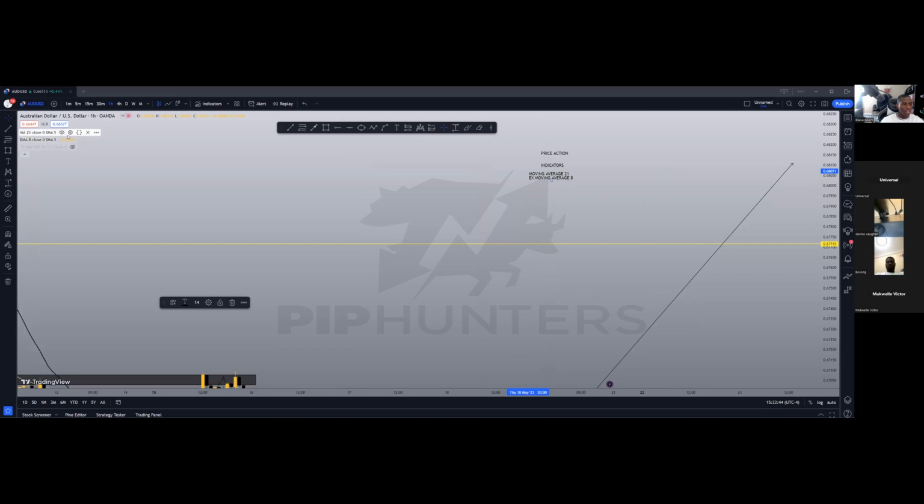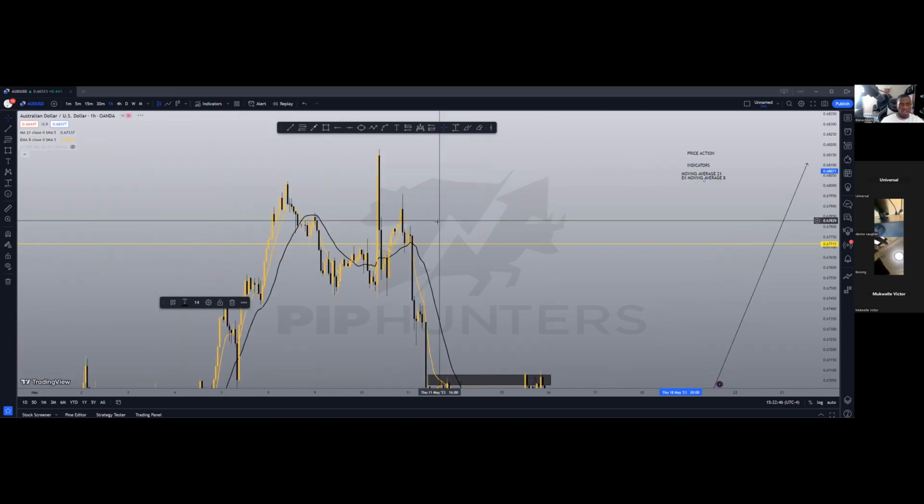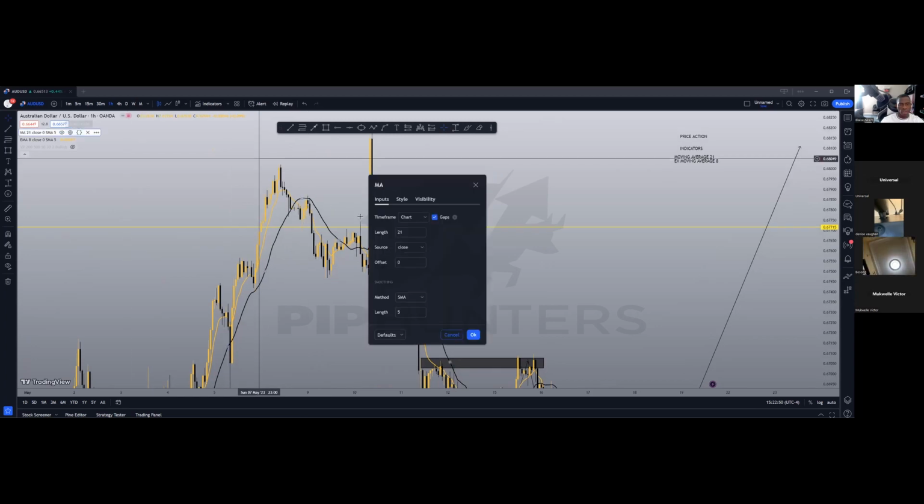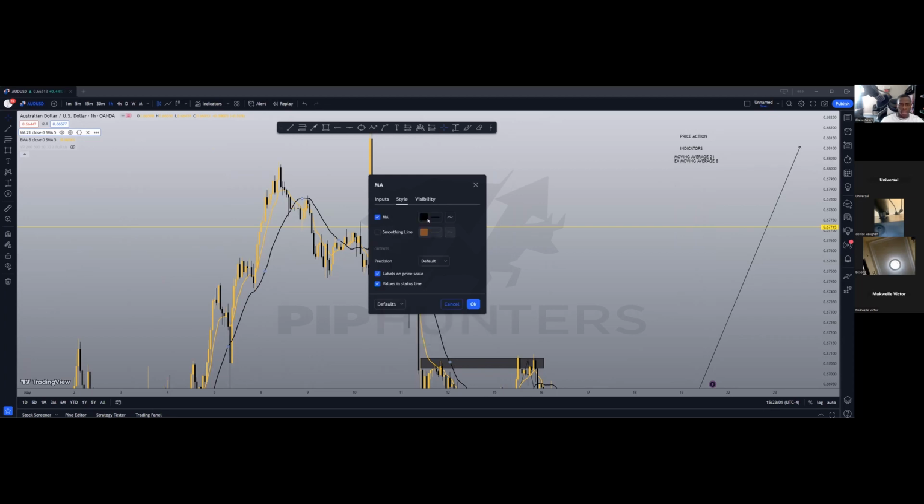This and this. On my regular chart, you can see that moving average. You can look at it. You can take a screenshot of these settings. The length of the moving average is supposed to be 21. That's what I said right here. Moving average is 21. My style, I made it a black line.